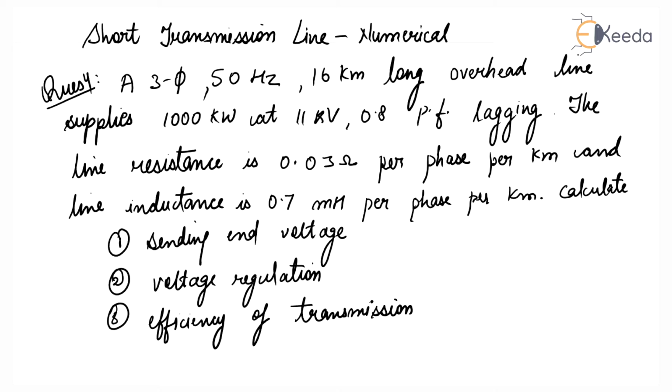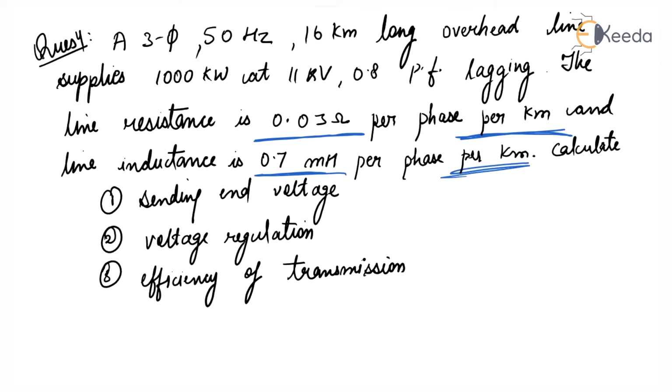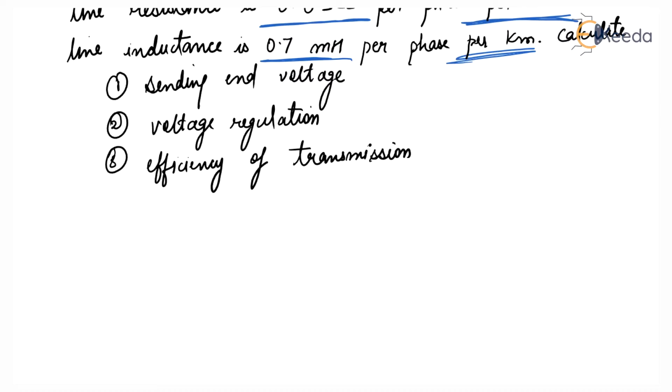So the question is: a three-phase 50 Hz 16 km long overhead line supplies 1000 kilowatt at 11 kV, 0.8 power factor lagging. The line resistance is 0.03 ohm per phase per kilometer, and line inductance is 0.7 per phase per kilometer. So we need to first find out the sending end voltage.